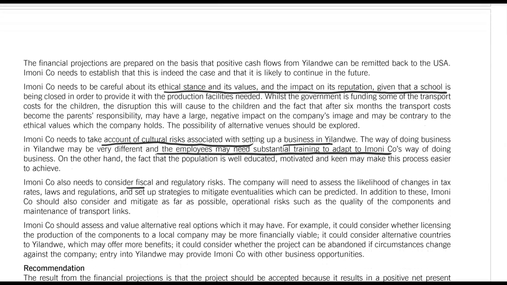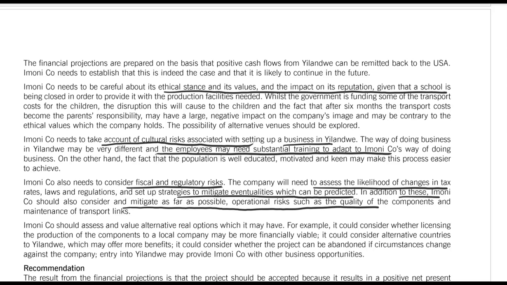The company also needs to consider fiscal and regulatory risk. The company may need to assess the likelihood of changes in tax rates, laws and regulations, plus inflation as well, and set up strategies to mitigate eventualities which can be predicted. In addition to these, a mining company should also consider and mitigate as far as possible operational risks such as the quality of components and maintenance of transport links. These are the general points. You can write these points every time in the international investor appraisal question.